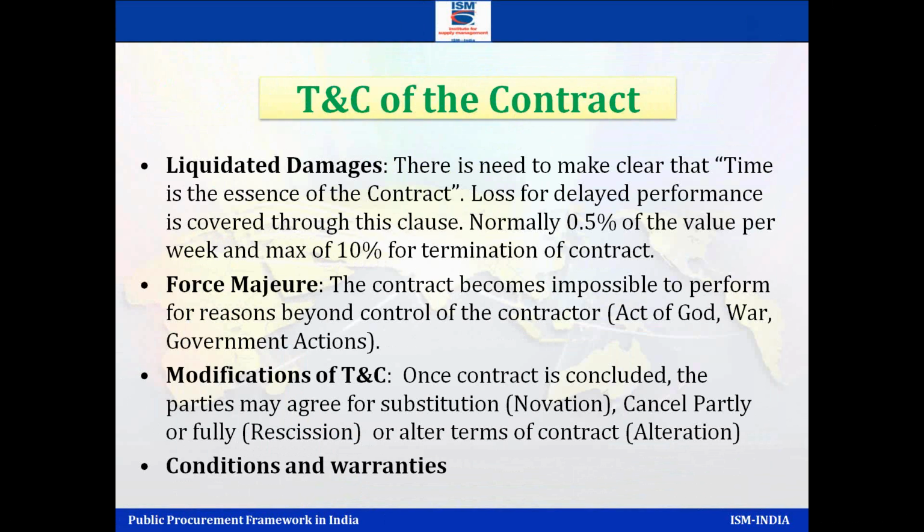On the terms and conditions of the contracts, we talked about liquidated damages. If time is of the essence of the contract, then you try to spell it out. You can't penalize without liquidating the damages, so you have to liquidate your damages upfront. If there is a delay of 1 week, I'm going to charge you 0.5% of the value, and every week I'll charge you 0.5%. If it becomes 10%, I will terminate. And after termination, when I go to the second supplier, if the second supplier's price is higher, you will have to pay the compensation.